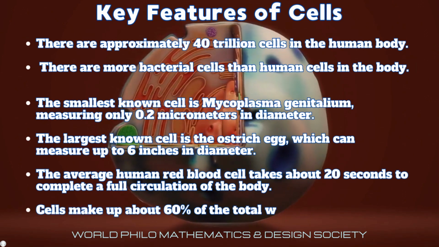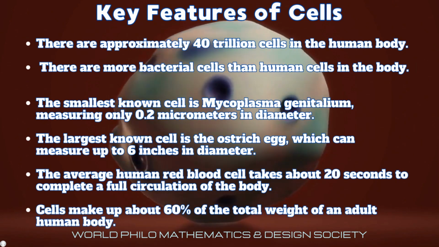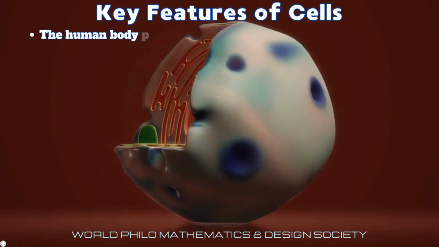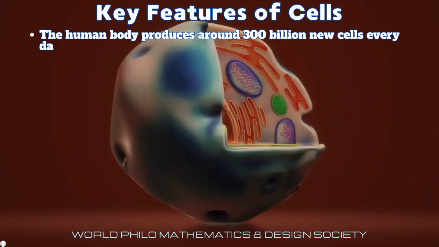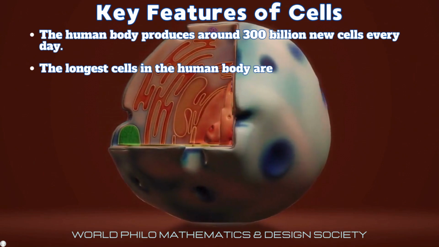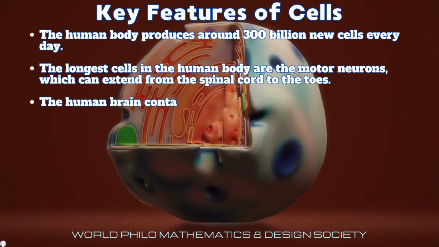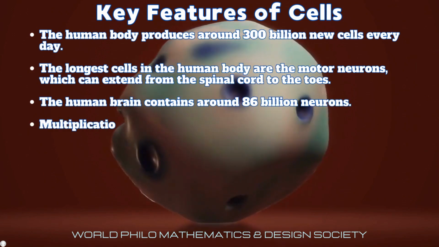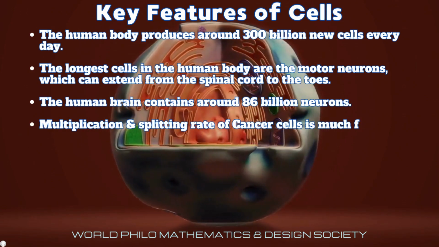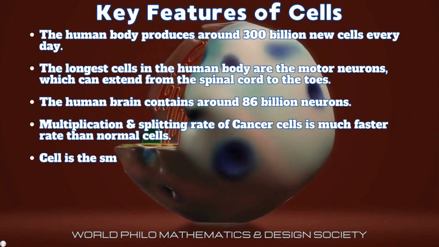Cells make up about 60% of the total weight of an adult human body. The human body produces around 300 billion new cells every day. The longest cells in the human body are the motor neurons, which can extend from the spinal cord to the toes. The human brain contains around 86 billion neurons. The multiplication and splitting rate of cancer cells is much faster than that of normal cells.